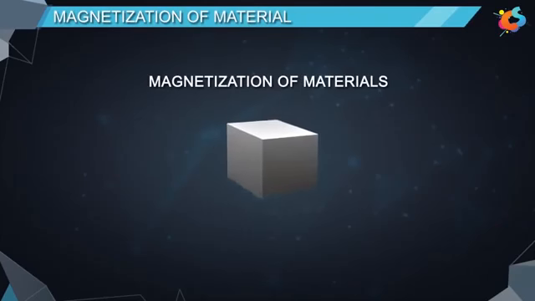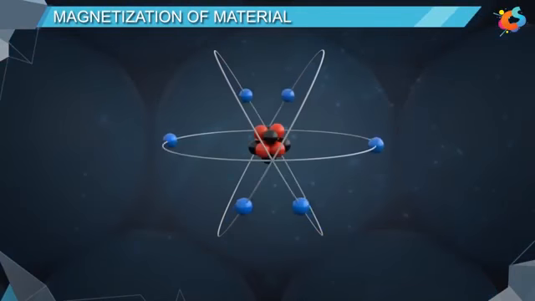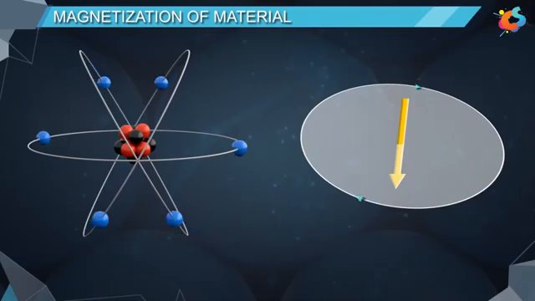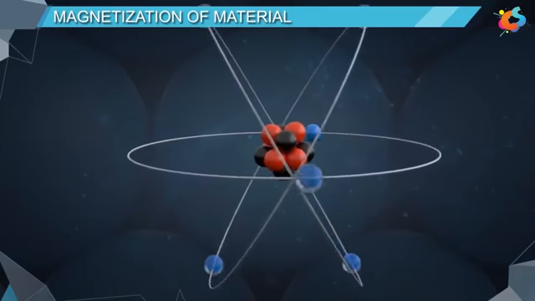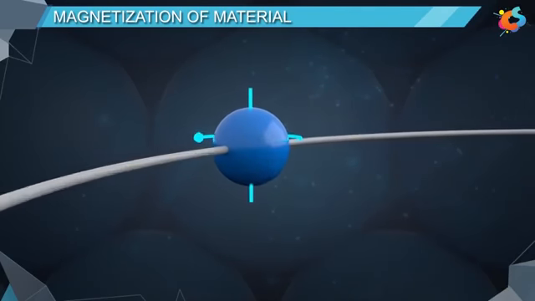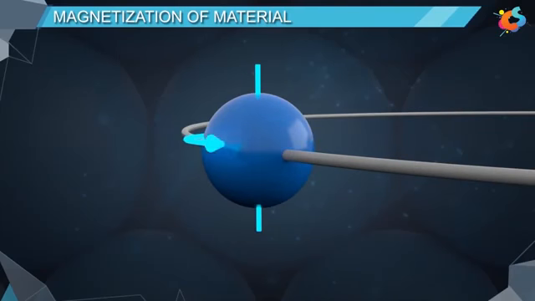Magnetization of material. Matter is made up of atoms, which are made up of electrons and a nucleus. The electrons revolve around the nucleus in a circular orbit, just as a current carrying loop constitutes a magnetic dipole moment. Electrons moving in these orbits also constitute a magnetic dipole moment. Besides the orbital motion, the electrons also have a spin motion along an axis, similar to Earth's rotation.